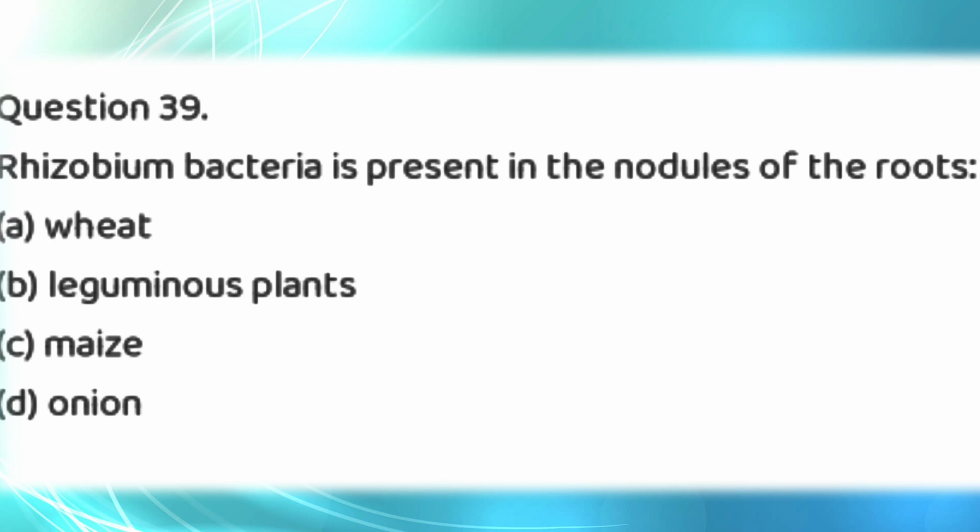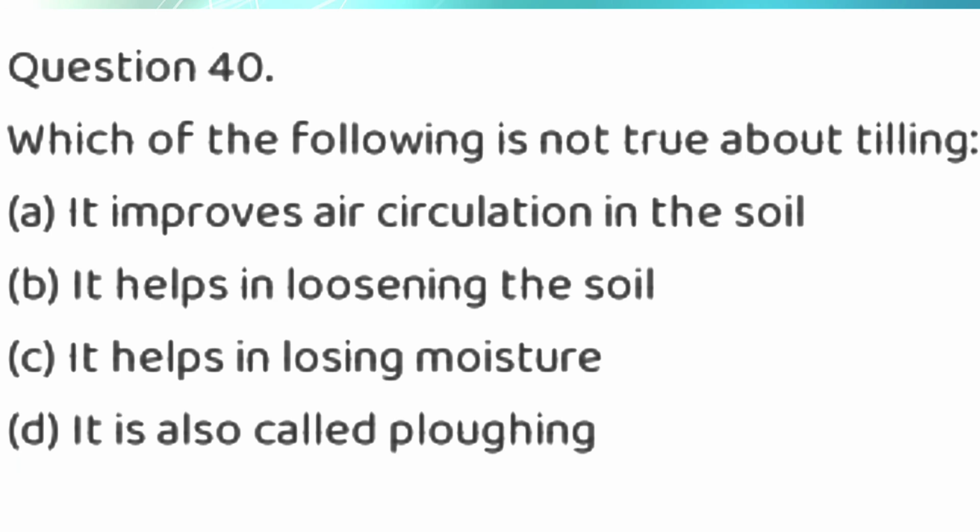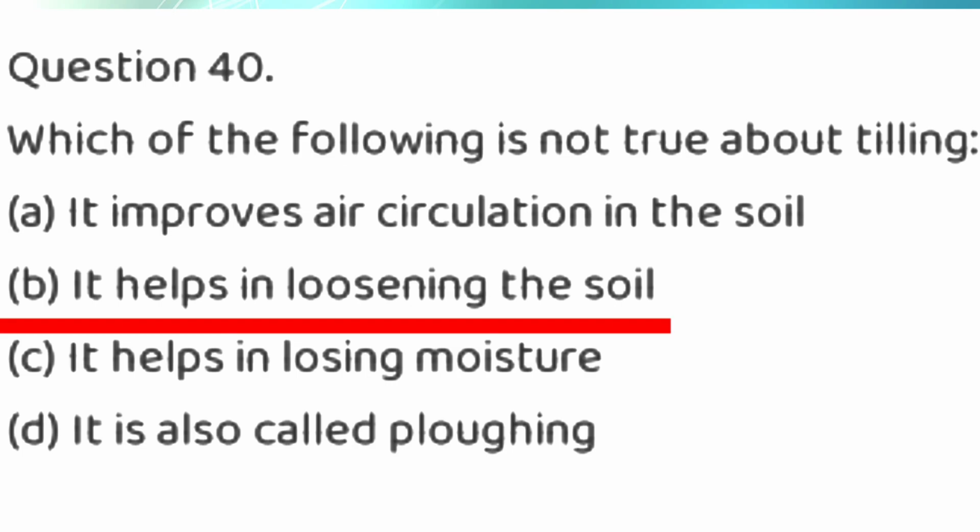39th question: Rhizobium bacteria is present in the nodules of roots of wheat, leguminous plants, maize, onion. And the answer is leguminous plants. 40th question: Which of the following is not true about tilling? It improves air circulation in the soil. It helps in loosening the soil. It helps in losing moisture. It is also called ploughing. And the answer is it helps in loosening the soil.